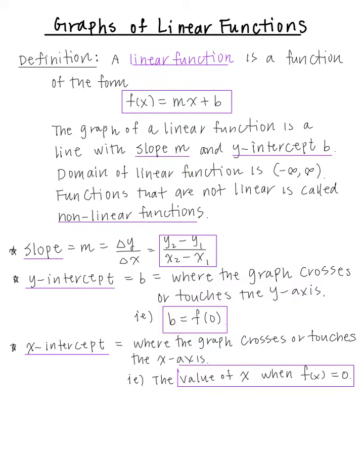Today what we're going to be talking about is graphs of linear functions. So let's first go with the definition. A linear function is a function of the form f of x equals mx plus b. The graph of a linear function is a line with slope m and y-intercept b. So this m is the slope and then b is called the y-intercept.